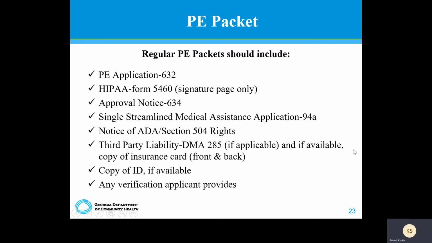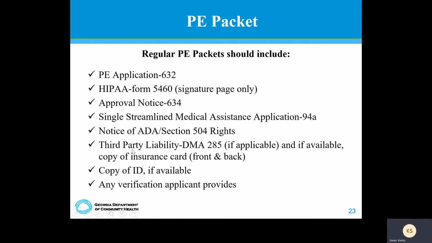Okay, for your PE packet, this should always be included in your PE packet, and this is for the applications that are being done in the office with you, meaning the individuals in the office with you. Make sure you include your 632, the 5460, which is the signature page only. All the other pages should be going to your applicant. The approval notice 634, the full application, the 94A, the updated copy of the notice of ADA. If applicable, if they have other health insurance, the DMA 285.